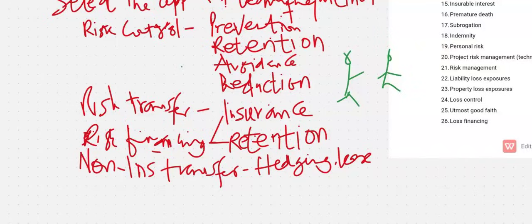Now, loss retention, I've explained it. Then loss avoidance is when you can let go of the loss. You cannot prevent it, you cannot stop it from happening, but you can just let it be. You can just let him go. Or you can let the loss go.